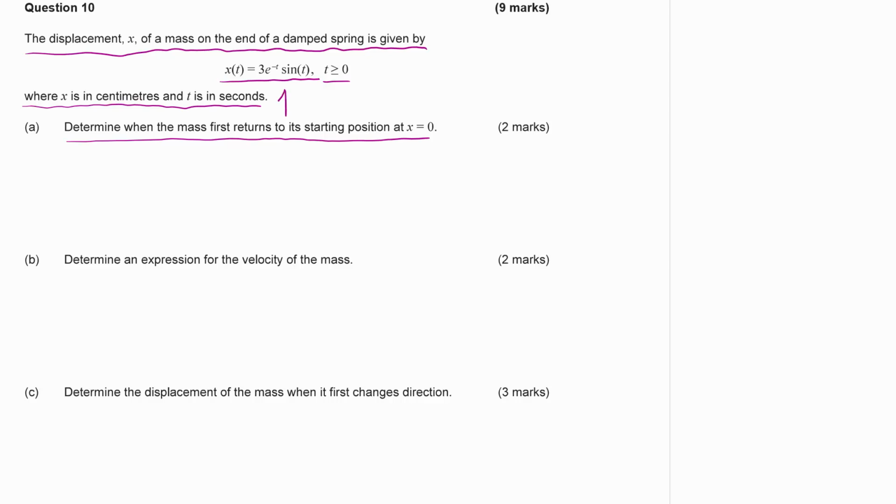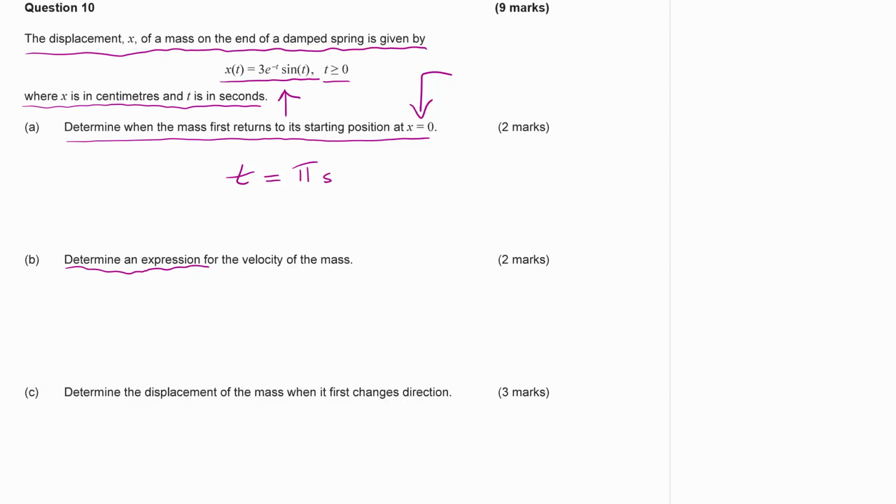If we look at the function, 3e to the negative t cannot be 0. So this will only be 0 when the sine is 0. The sine is 0 when t is 0, and the next time it is 0 is when t is equal to pi. So it's going to be t equals pi seconds.